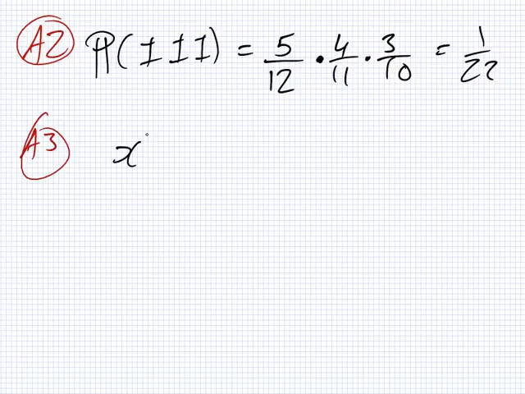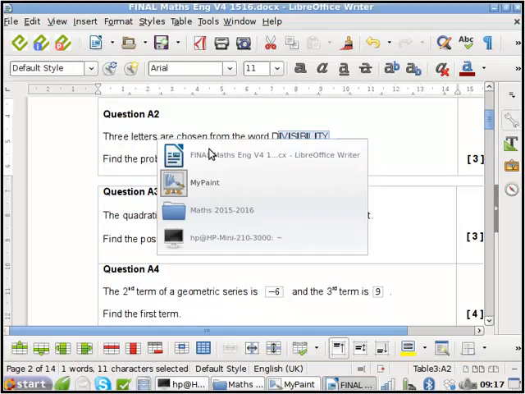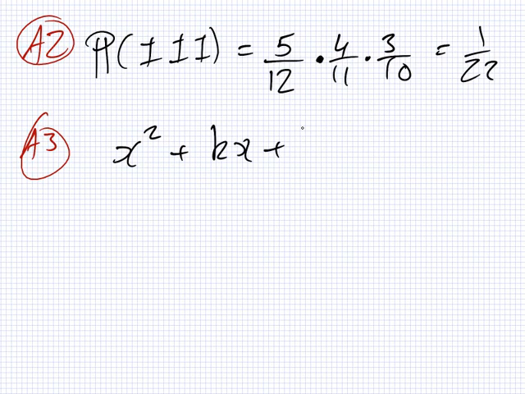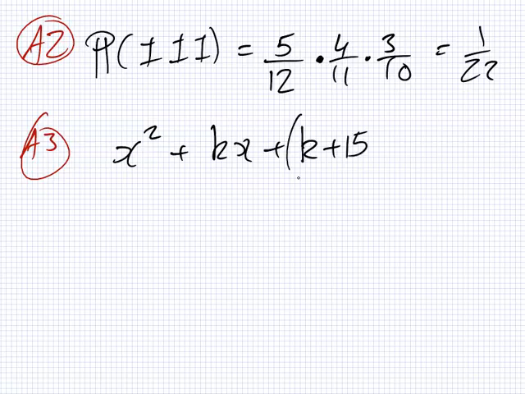x squared plus kx plus k plus 15. If this has one root, what does that mean? D equals 0. What's the D called?